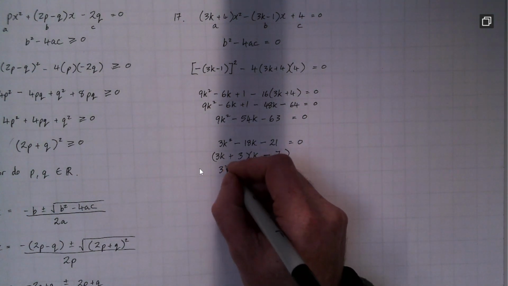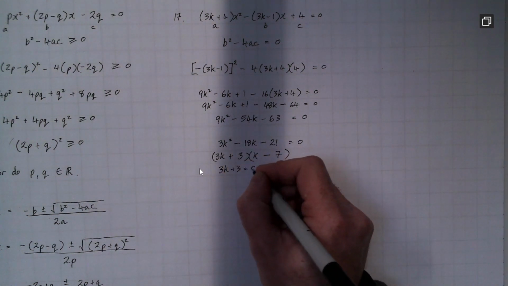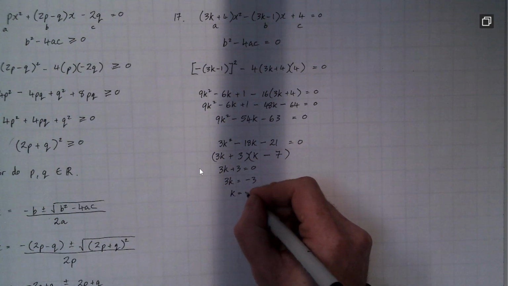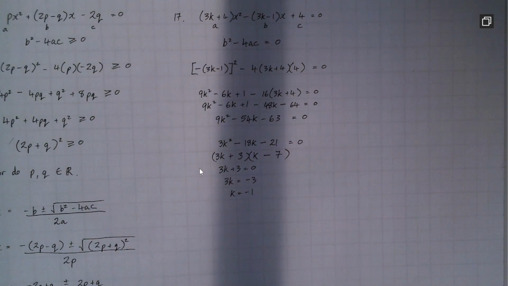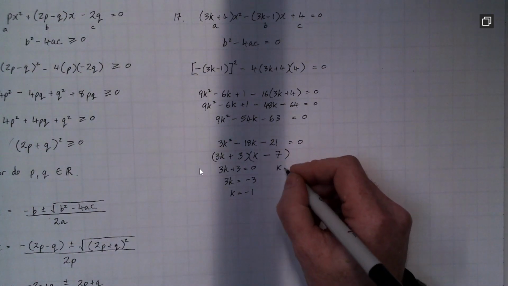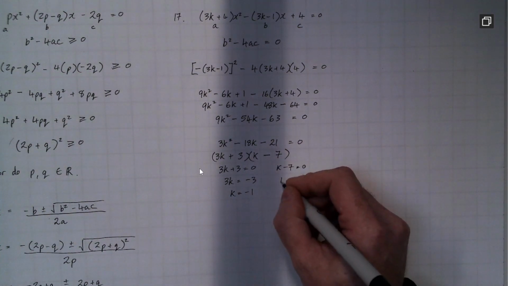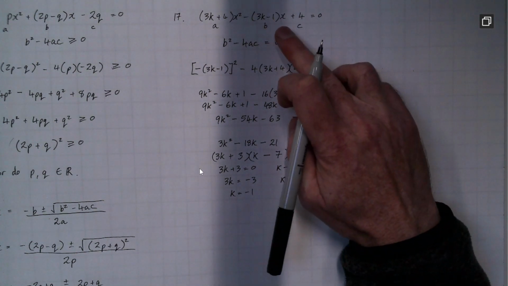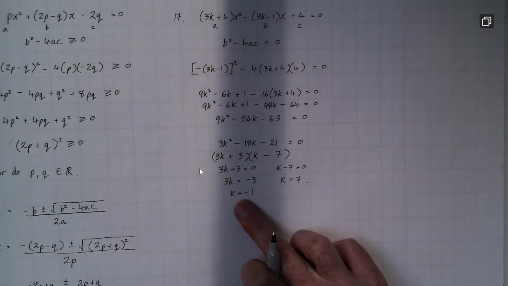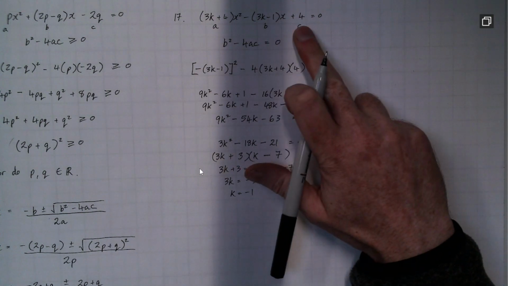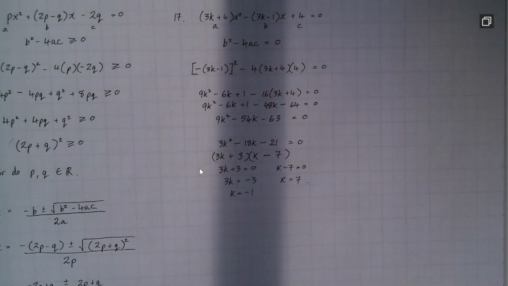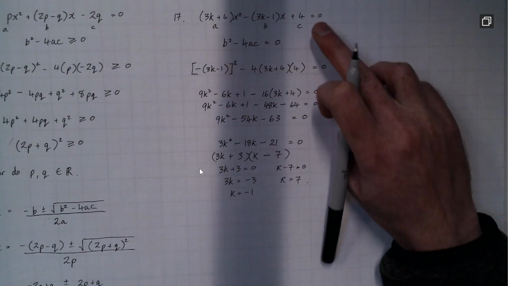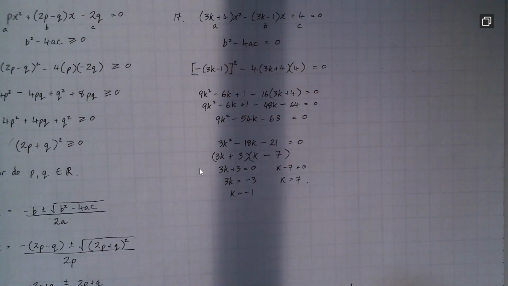So 3k plus 3 equals 0, 3k equals minus 3, so k equals minus 1. That's one value of k. The discriminant: k minus 3 equals 0, so k equals 3. So those are the values of k where we get equal roots. If we factorize, we get identical roots.